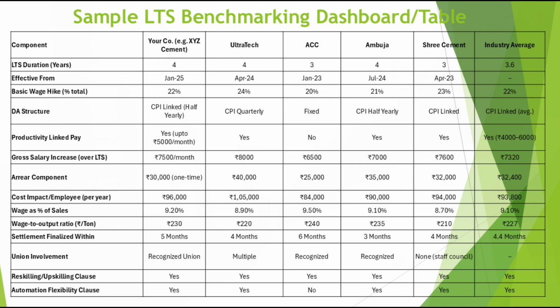It compares key components across peer organizations and gives a structured format you can use for internal analysis or board presentations. In the first column, we mention the components, followed by your company's details, and then the details of other cement companies. In the last column on the right, we capture the industry average. In the first row, we compare the LTS duration across all cement companies, followed by the effective from date, basic wage hike percentage, and other relevant parameters.